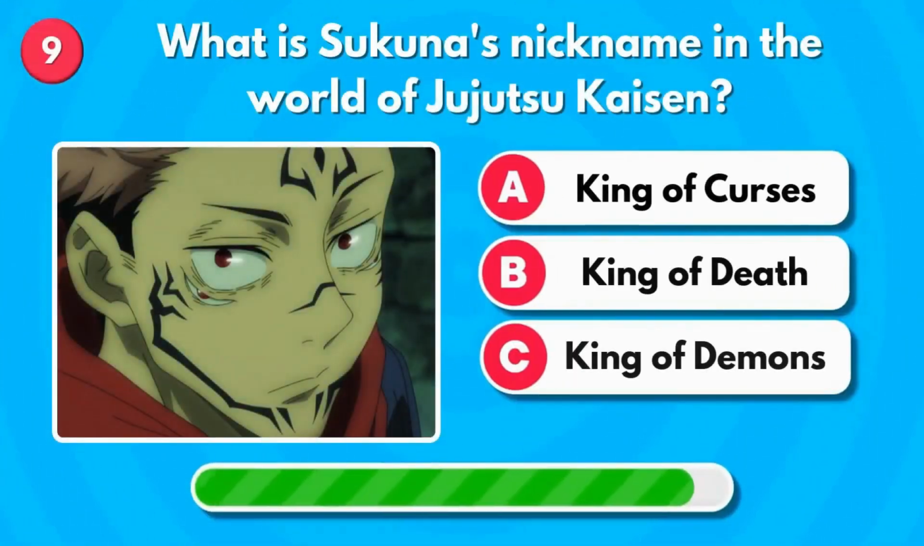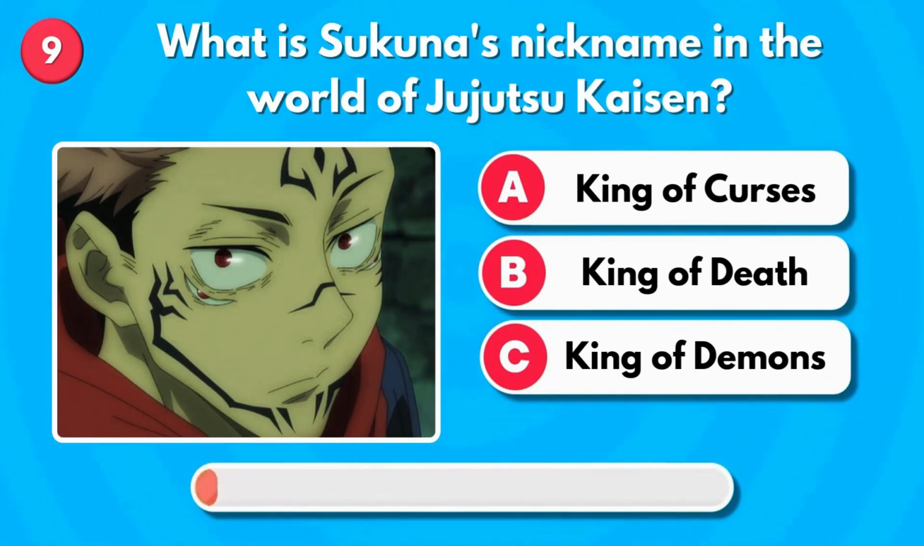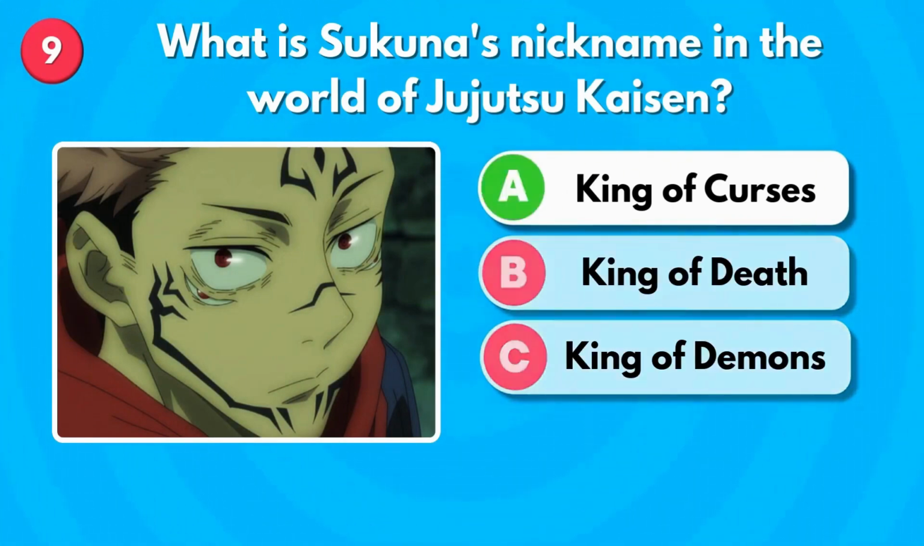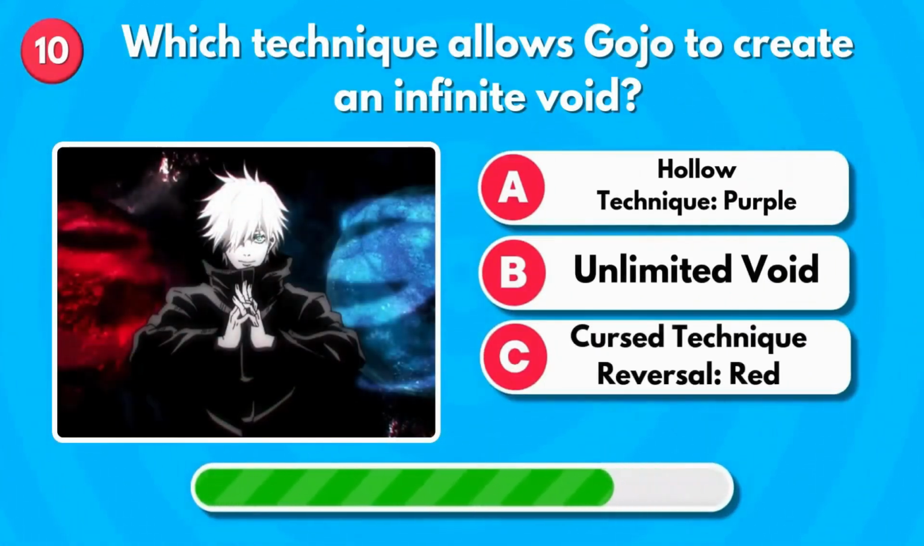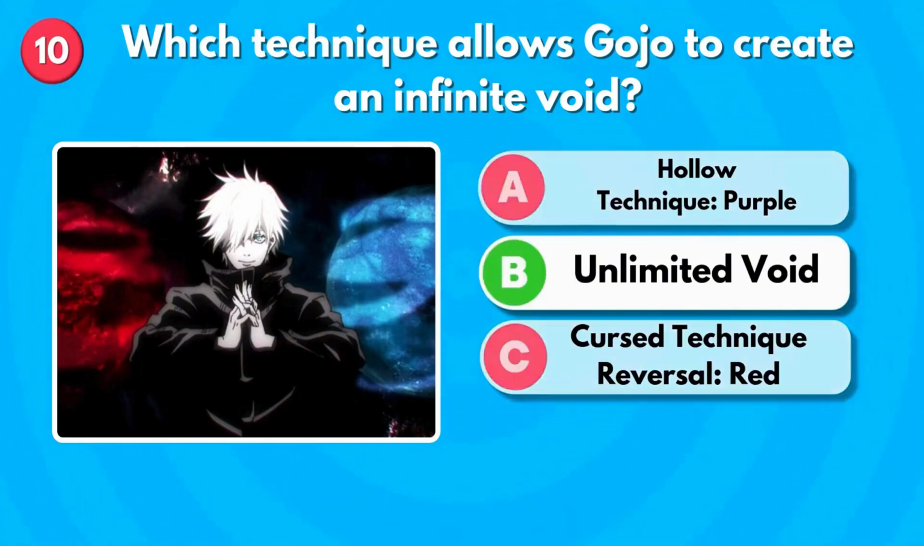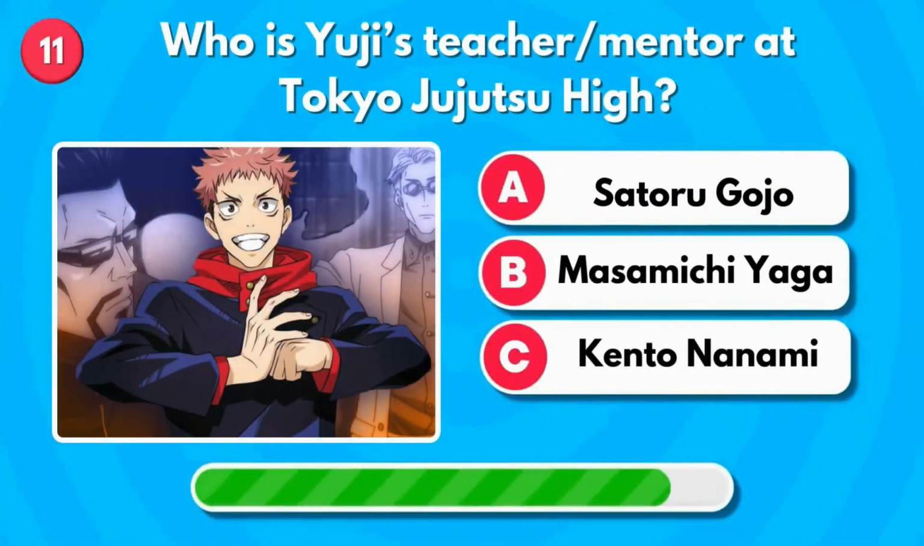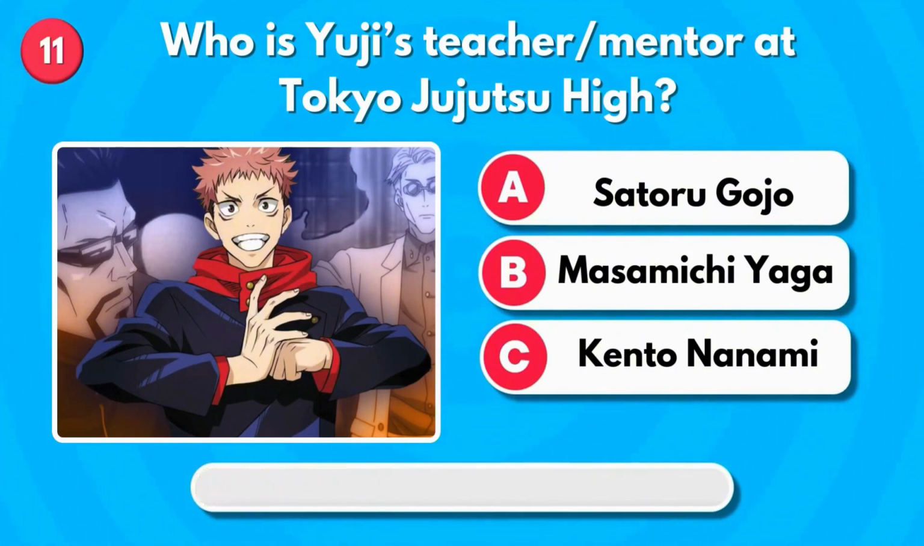What is Sukuna's nickname in the world of Jujutsu Kaisen? King of Curses. Which technique allows Gojo to create an infinite void? Unlimited void. Who is Yuji's teacher-mentor at Tokyo Jujutsu High? Satoru Gojo.